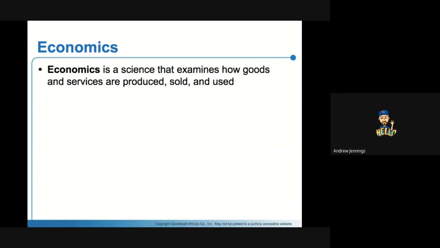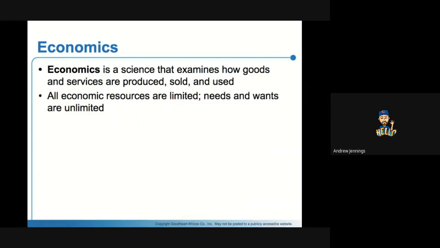So to begin with, we can't start talking about economics until we know what economics is. Economics is a science that examines how goods and services are produced, sold, and used. And that's really what economics is. It's a science, okay? People have a whole job examining goods and services, looking at how they're produced, how they're sold, and how customers, once they buy those products, use them.